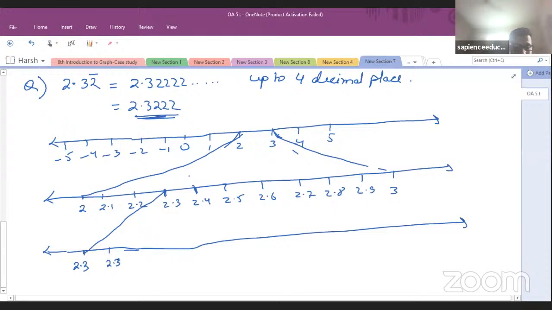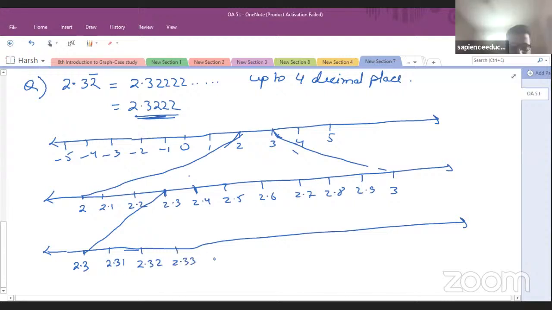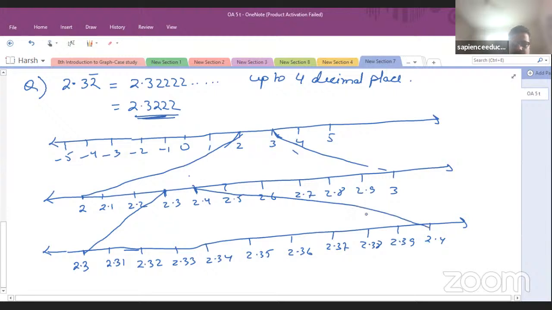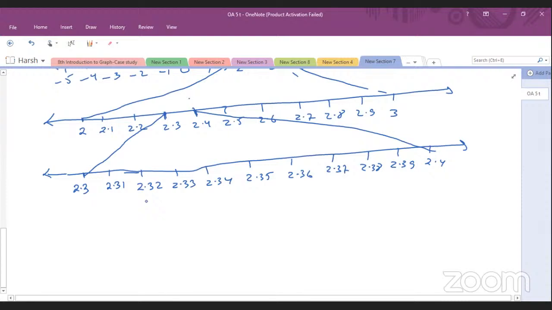What? Tell me. 2.31, 2.32, 2.33, 2.34, 2.35, 2.36, 2.37, 2.38, 2.39 and 2.4, and we'll draw. So we have magnified it. So we have got till 2 decimal places, but they have asked for 4. So this number will lie between which 2 points? 2.32 and 2.33.